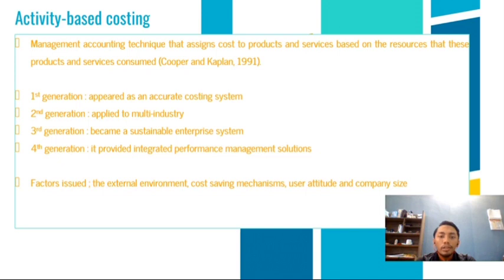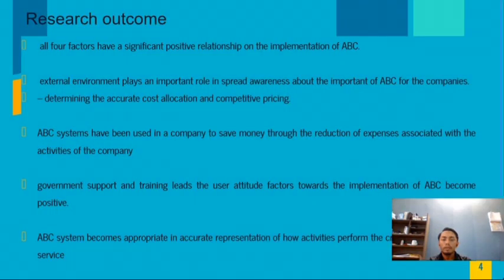So, in this research, we will discuss 4 factors implementing ABC system, which are the external environment, cost-saving mechanism, user attitude, and company size. After the research has been recorded, it reveals that all of the 4 factors have a significant positive relationship with the implementation of ABC. For the first factor, external environment plays an important role in spreading awareness about the importance of ABC for the companies. Since the movement of the modernist era, ABC system has helped a lot in companies in determining accurate cost allocation and competitive pricing.